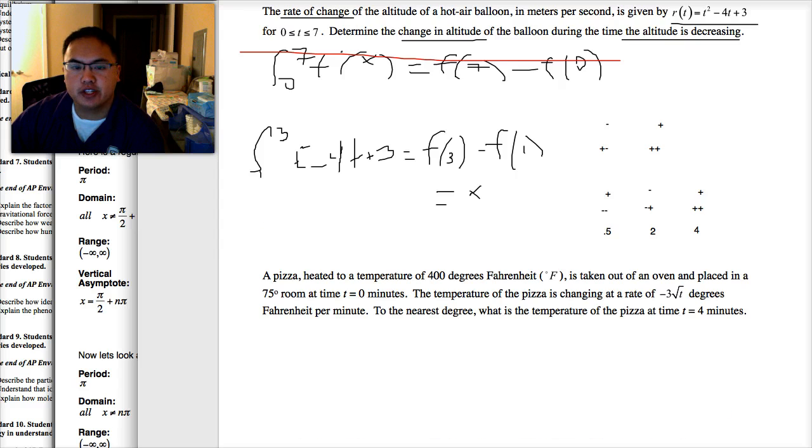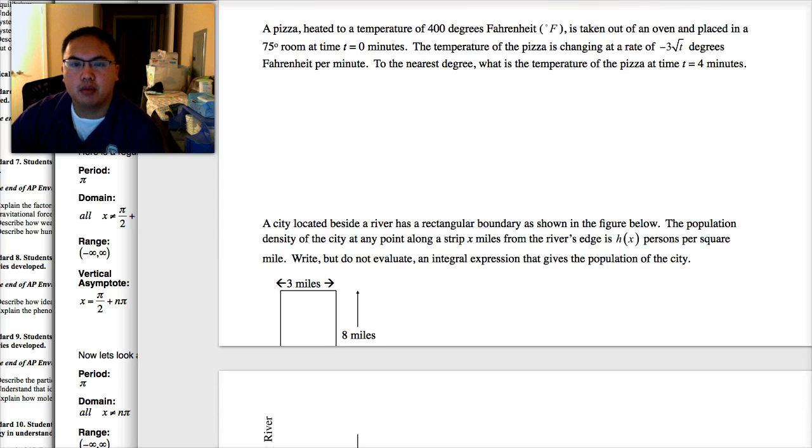The one I wasn't able to finish yesterday is this pizza problem. Let's go back to it again. I think you all know how it starts. First of all, you'll notice that I'm going from 0 minutes to 4 minutes. So I'm going to call this 0 to 4. Here's my equation, negative 3 radical t. It's changing at negative 3 radical t.